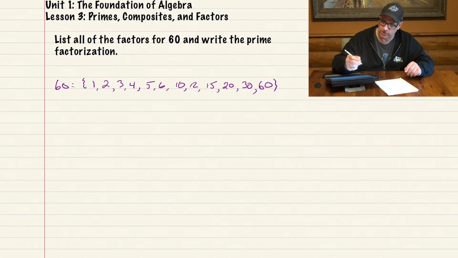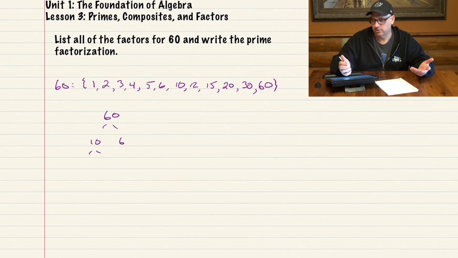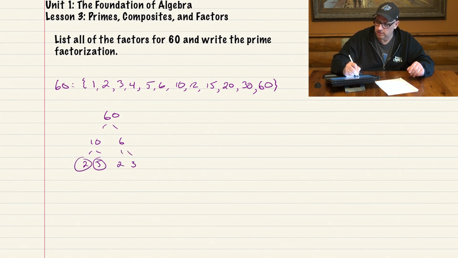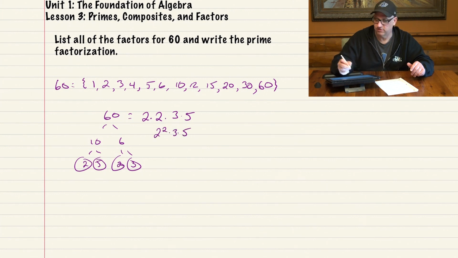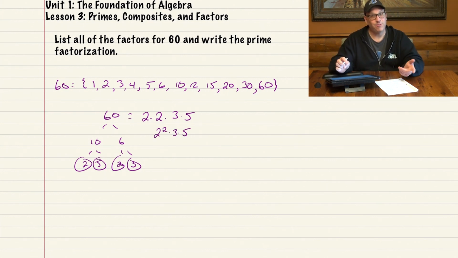For the prime factorization of 60, just break it down. I'm going to do 10 times 6. I love doing 10. 10's a great one. 2 times 5 for 10. 6 is 2 times 3. So for my prime factorization, I have 2 2's, a 3, and a 5. And again, this could be written as 2 to the second power times 3 times 5. Hopefully you got that right.